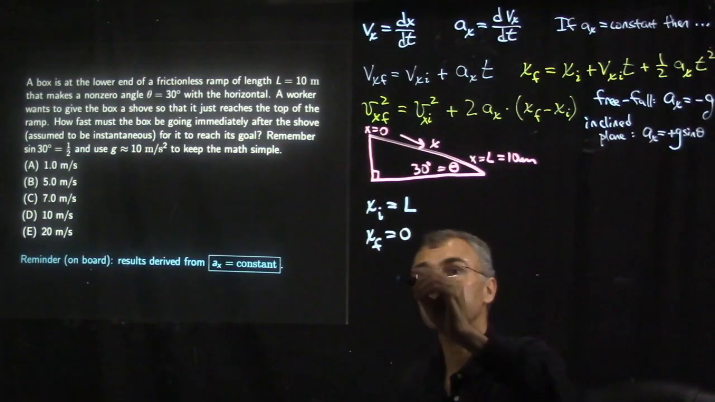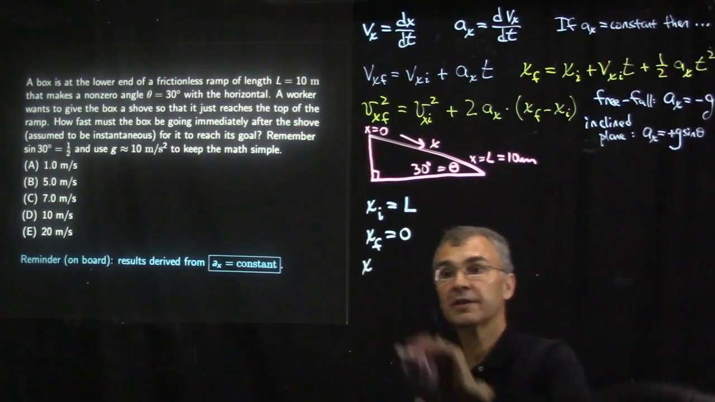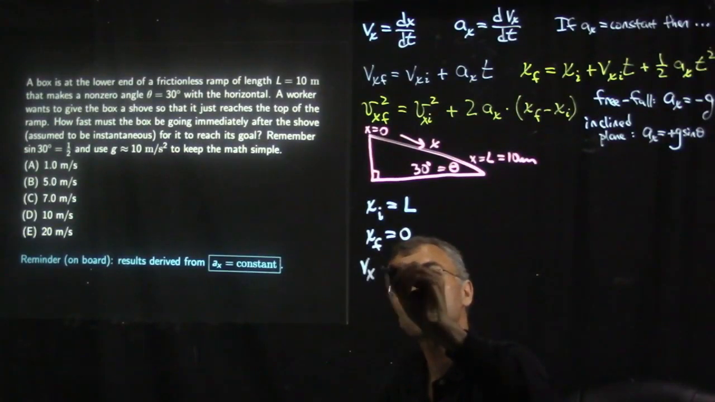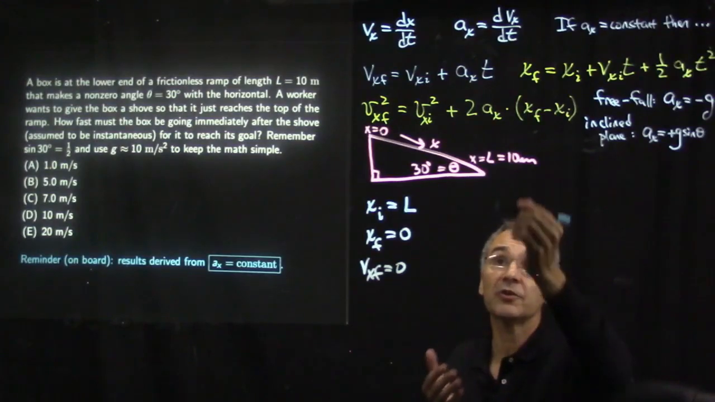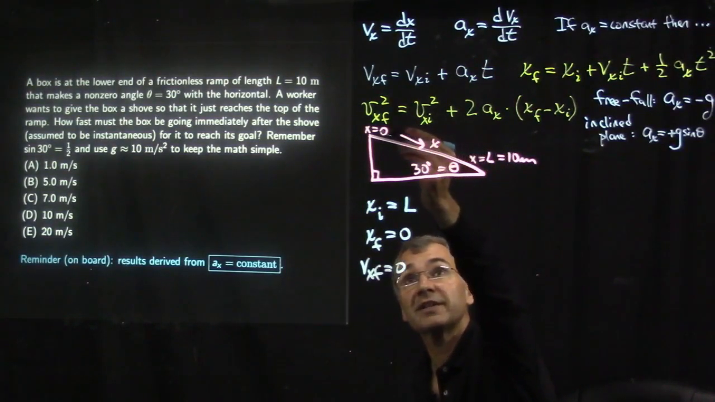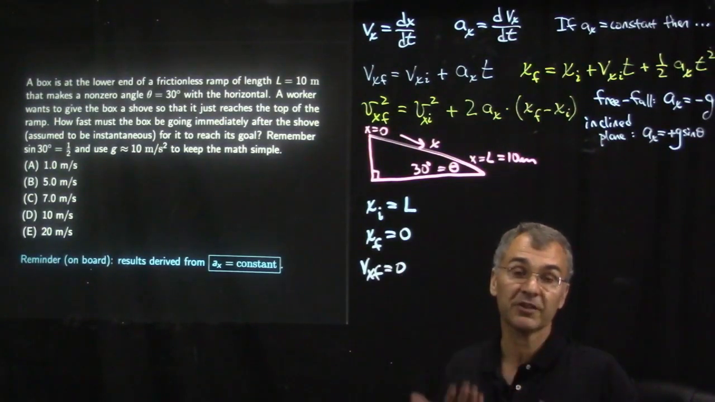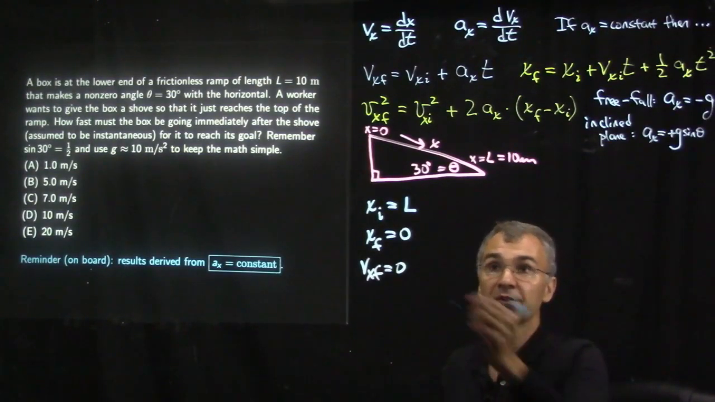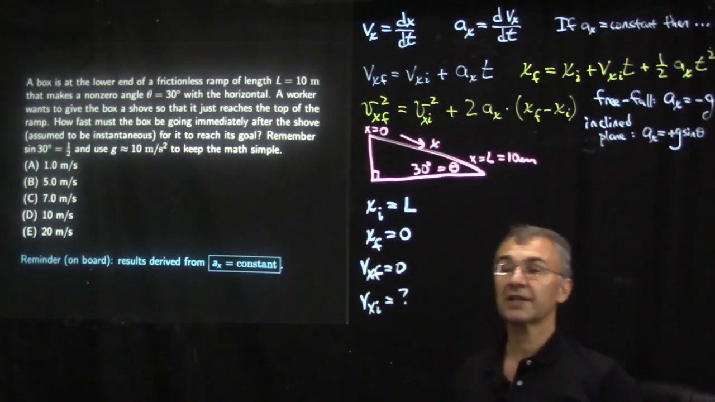And we also know that when we get to the top of the ramp, Vx final is 0, because we say it's just barely able to reach it. So it's going to go up when we shove it upward, and it goes less and less quickly, and it's going to just reach the top. So its speed is going to be 0 at the top, because that's what we mean by it just barely reached it. And Vx initial is something we're trying to figure out.